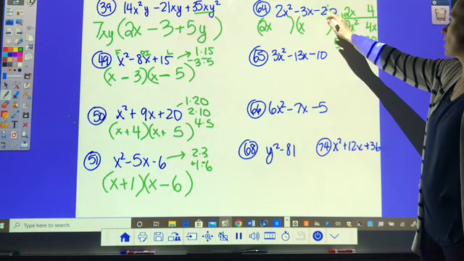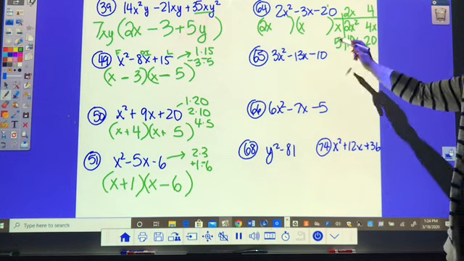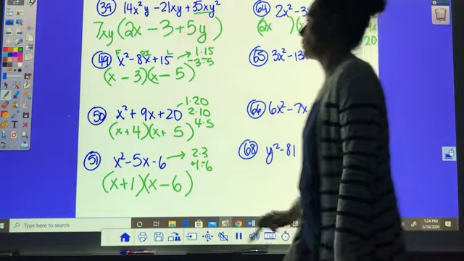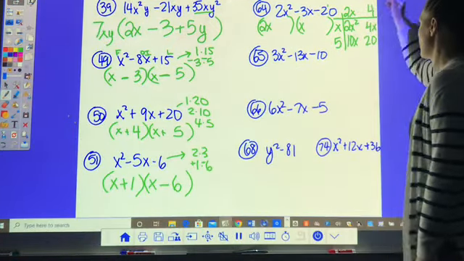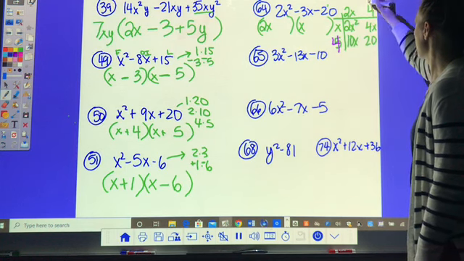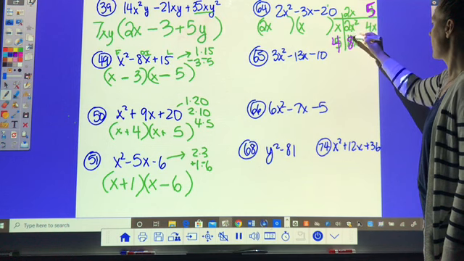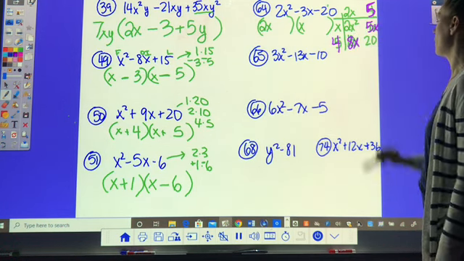So we have the 20 and we have the 2, but these are not going to help us get to negative 3. So we're going to try something else. Let's try flipping our 4 and our 5. So instead of writing it like this, I'm going to put the 4 here and the 5 here. So now 2 times 4 is 8x, and x times 5 is 5x. Okay, we're going to be able to get it now.